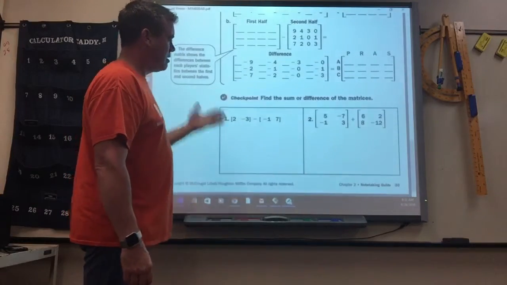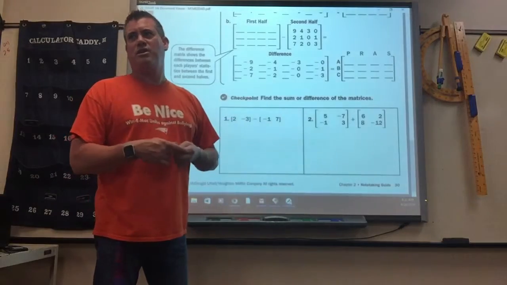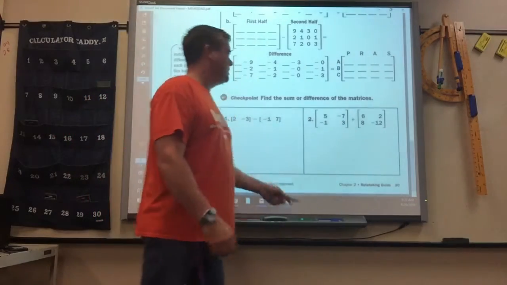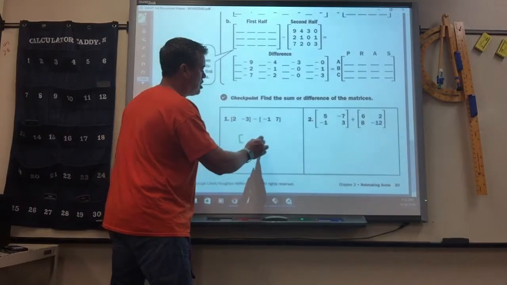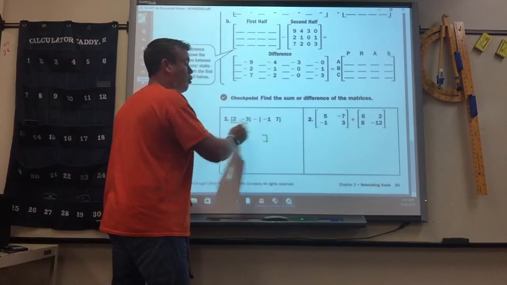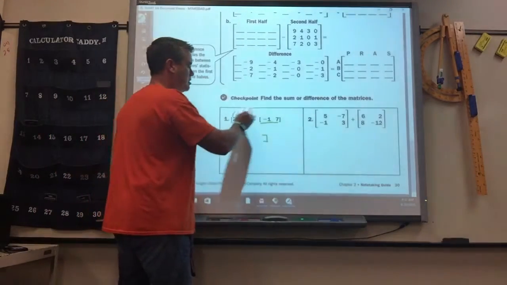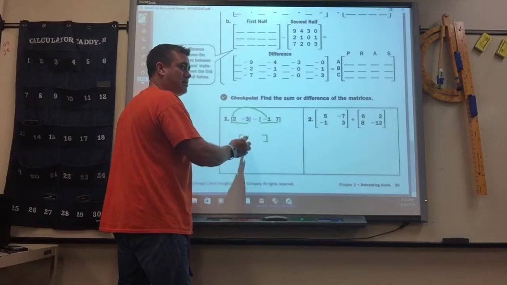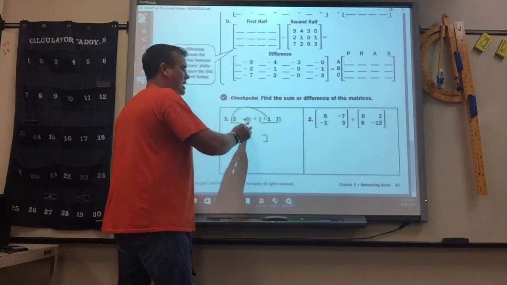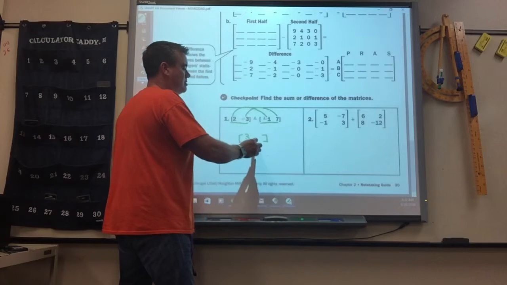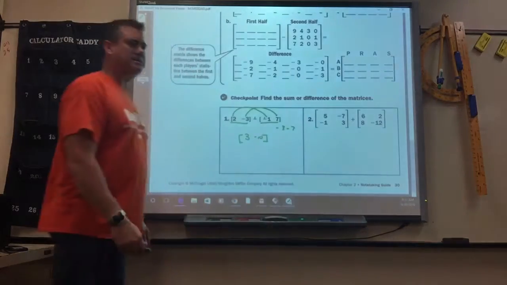So, I'm going to do these 2 examples and then one that's a little harder, and then that's all it really is in this lesson. And all of these we're either going to add or subtract. So, it's a 1 by 2 minus a 1 by 2, so you're going to end up with a 1 by 2. You just take 2, take away negative 1 is 3, because you change the sign, change the sign. Negative 3, take away 7. Negative 10, yep. Okay?